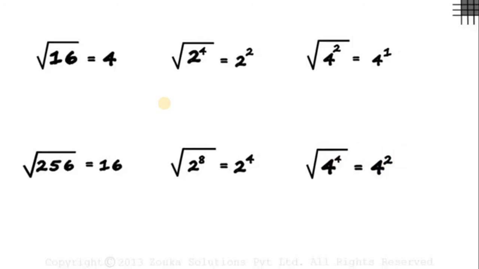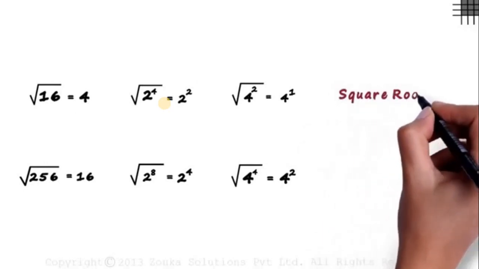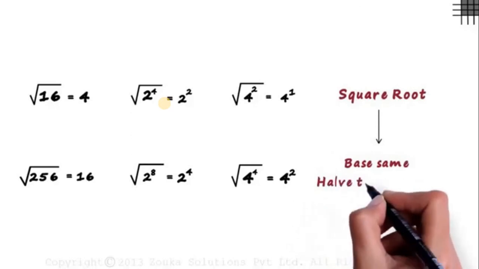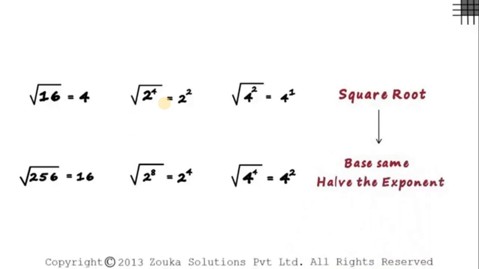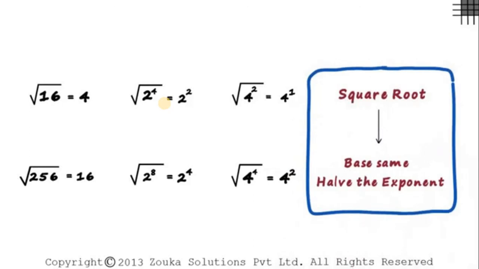So remember, when you have a number in exponential form and you want to find the square root, just keep the base the same and halve the exponent. As easy as that. Do you understand?